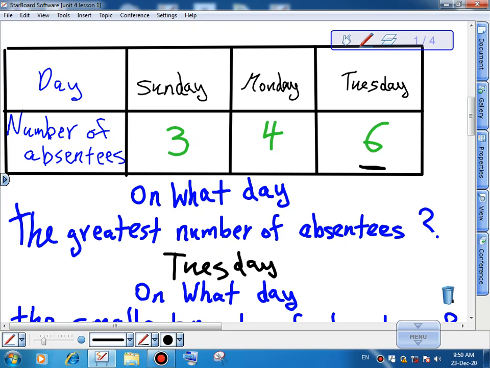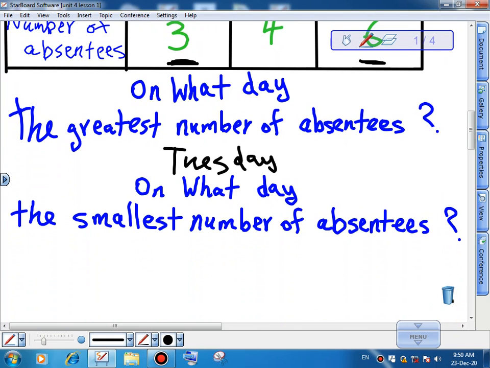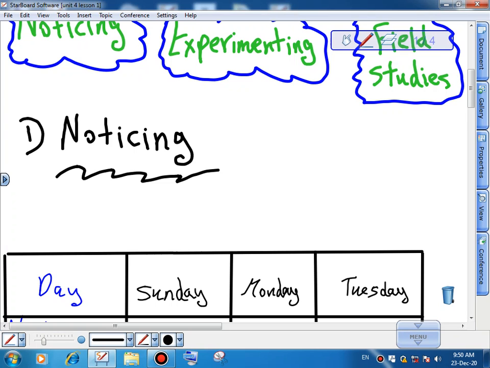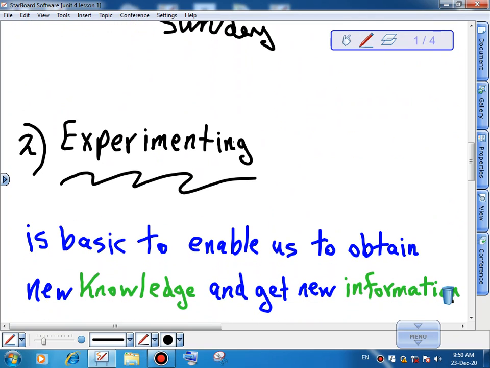But if I need to know the smallest number of absentees, on what day, do we look to the Monday? No, to the Sunday. We have only 3 absentees. So, if I ask you what day the smallest number of absentees was, it was the Sunday. This is the first way to know and collect any data, noticing.